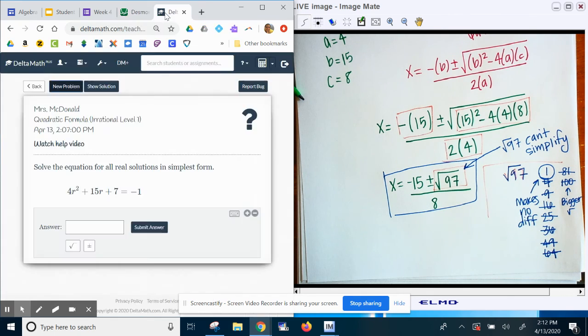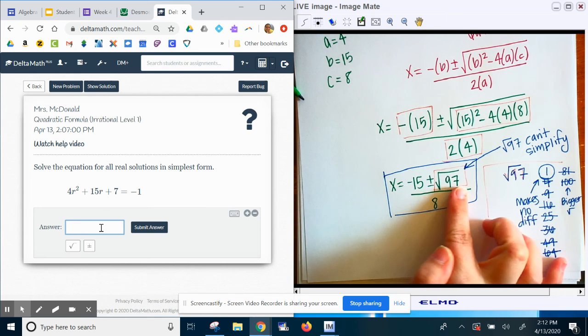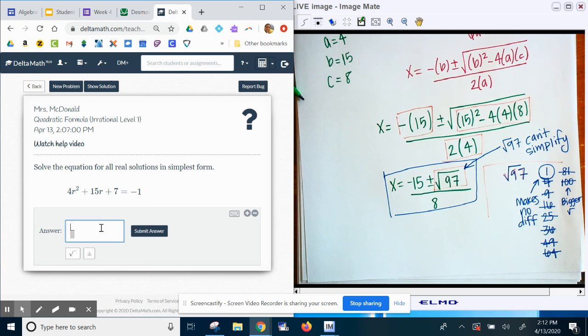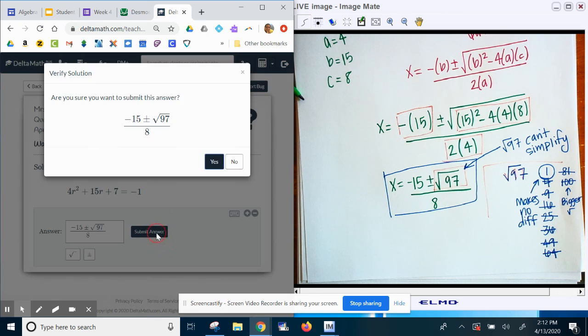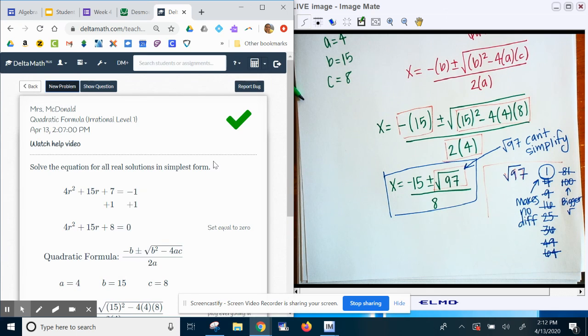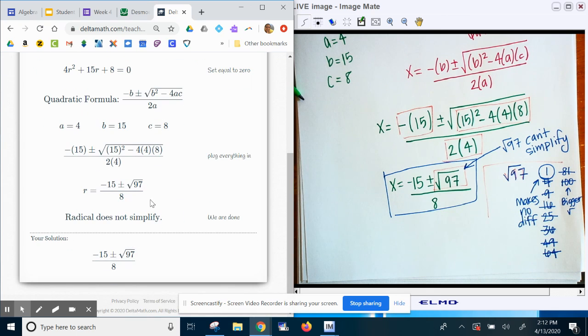Okay, let's talk about how to type this in. A lot of students were having trouble typing it in because they were typing in the x equals. Delta Math doesn't like the x equals. So instead of doing the x equals, I'm only going to put in everything after the equals. I'm still going to have the divided by first so that I can fit everything on top. I do the whole top and then I put it over the 8 and I submit my answer, and it was correct. And it tells you the exact same thing: the radical does not simplify. That's why we stop there.